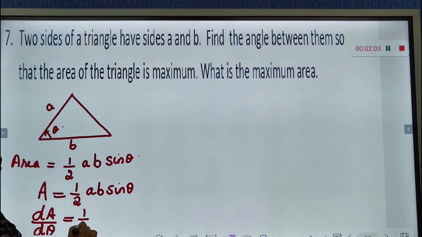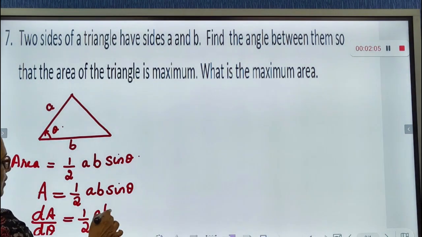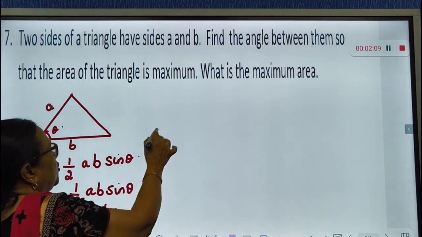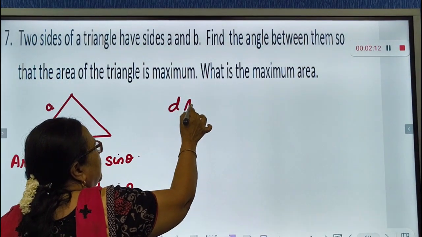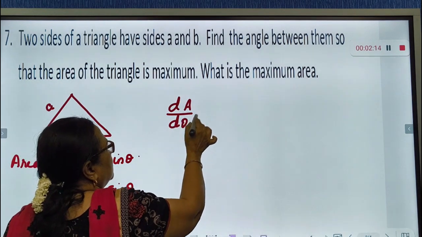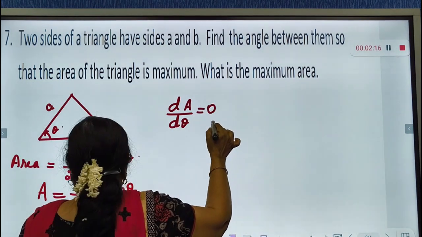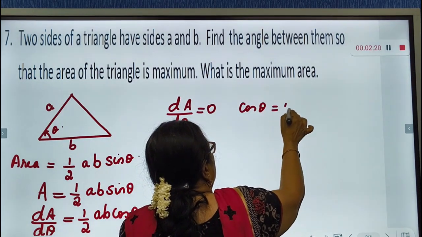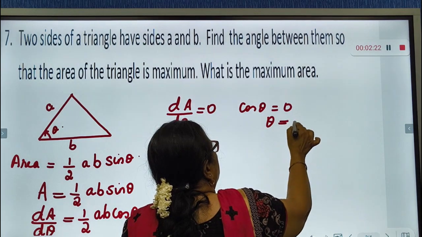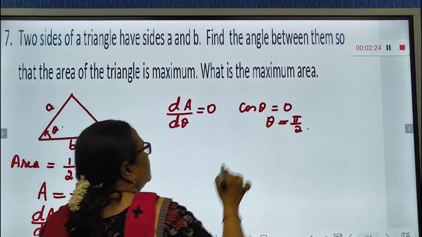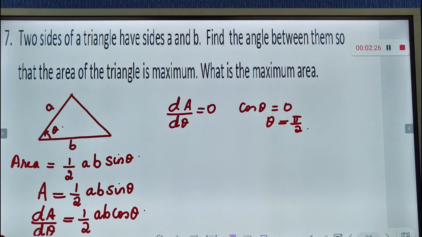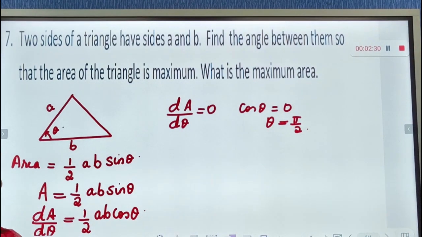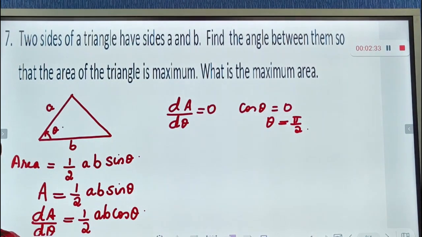This will be half AB cos theta. So what is the critical point? If dA by d theta is 0, then cos theta will be 0, which means theta equal to pi by 2. Okay, which means the critical point is at theta equal to pi by 2.